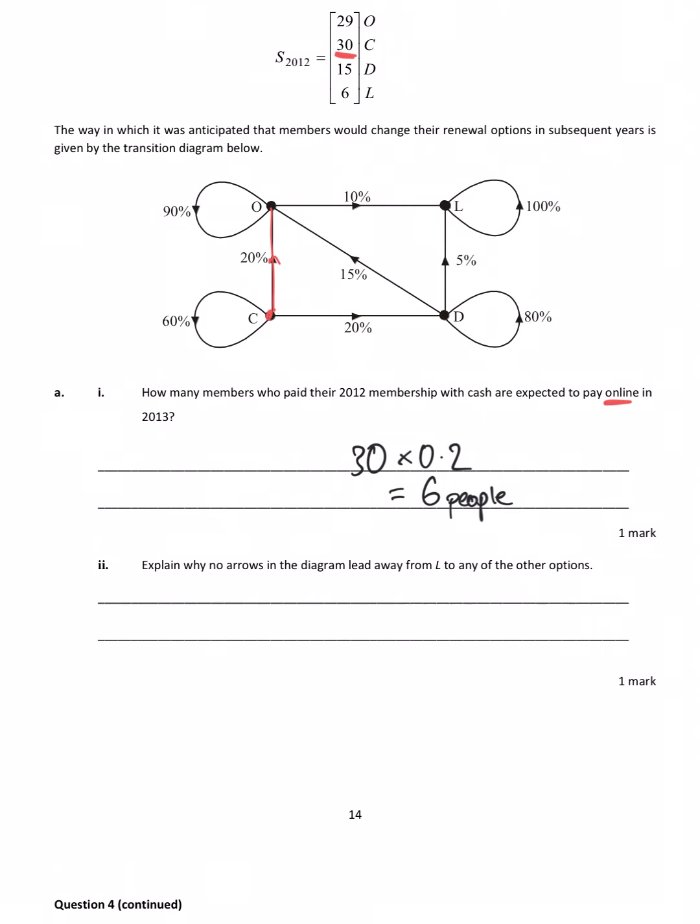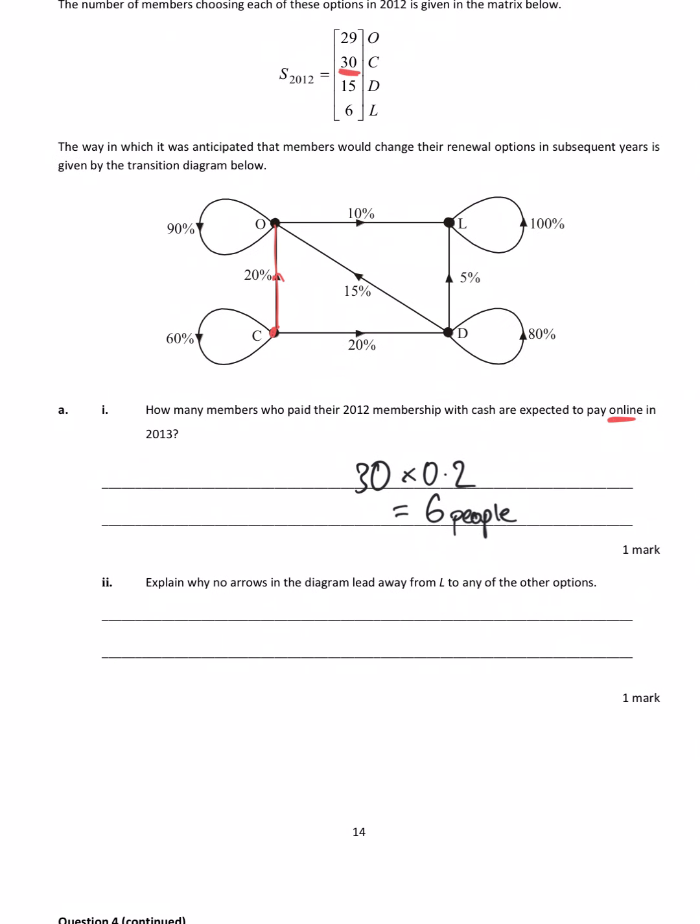Explain why no arrows in the diagram lead away from L to any other options. This is looking at this dot up here in the top right. When someone has left the gym, they're going to stay left. They're not going to return. So essentially, once someone leaves the gym, they won't return to any of the options.